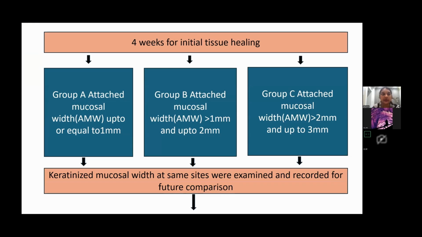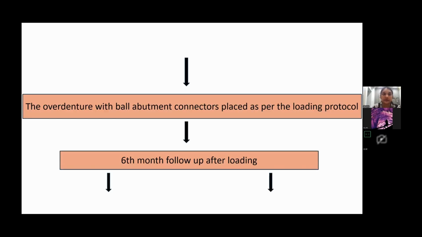Four weeks after initial placement, the whole sample was grouped into 3. Group A: attached mucosal width up to or equal to 1 millimeter. Group B: attached mucosal width greater than 1 millimeter up to 2 millimeter. Group C: attached mucosal width greater than 2 millimeter and up to 3 millimeter. Keratinized mucosal width at the same sites was examined and recorded for future comparison.